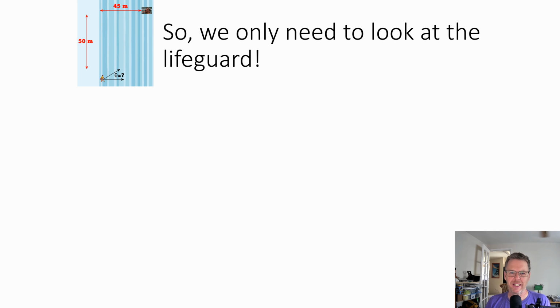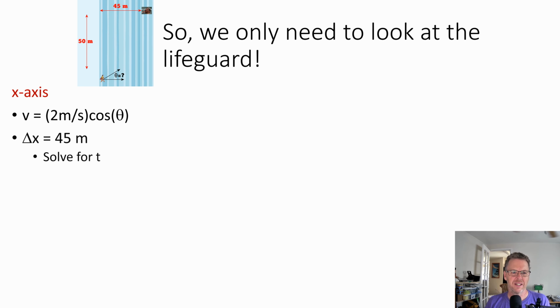Okay, you're back. So now we're looking at the lifeguard. Let's look at our x-axis first. We know the velocity is going to be 2 cosine theta, because if that's our angle, cosine is adjacent over hypotenuse. And we know delta x in the x direction is 45. So we're going to rearrange this to solve for t. Why did I choose t? Because I know I've got t in each equation. And so I'm just going to rearrange my velocity equation, t is equal to delta x over v. And then I'm going to plug in my values, and time is our 45 meters divided by 2 meters per second cosine theta. So there's a final equation there.